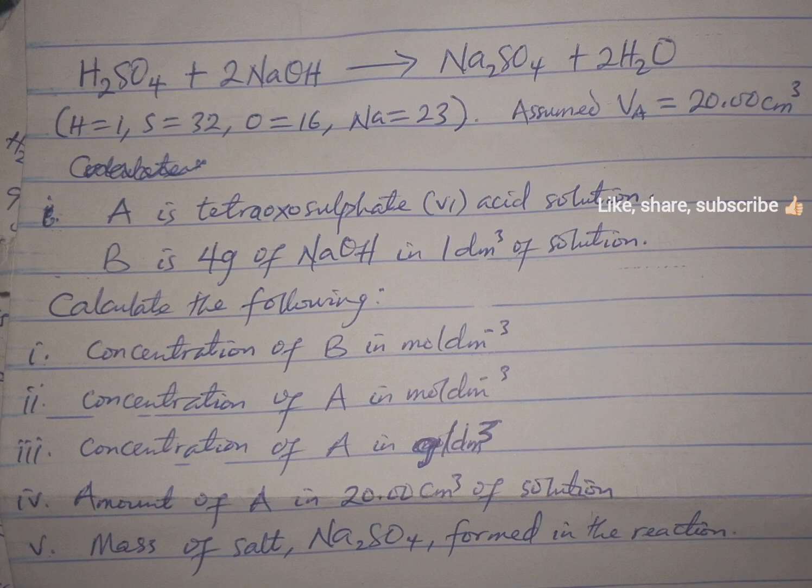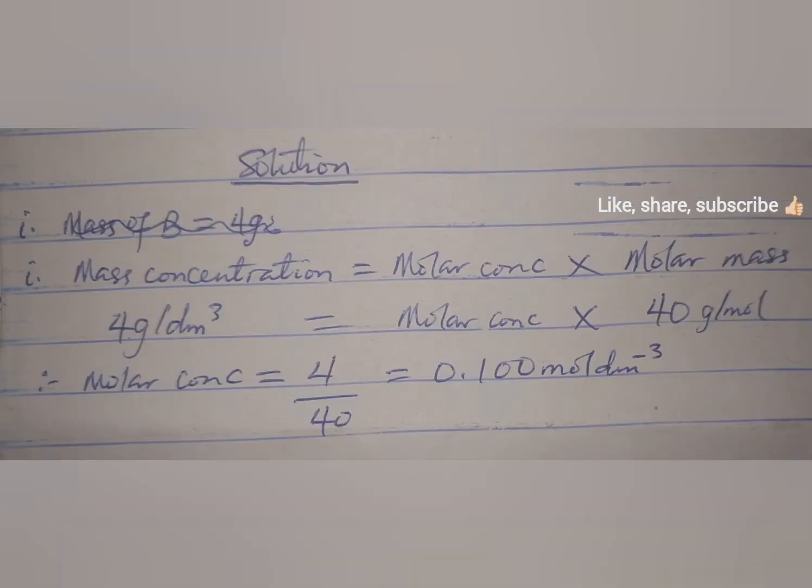All right. Now the first question asked us to calculate the concentration of B in gram per dm cube, in mole per dm cube, which means they are asking for the molar concentration of B. So what you do is to use this formula: mass concentration is equal to molar concentration times molar mass. Because if you look at the question again, you have been given the mass concentration, okay? And molar mass of sodium hydroxide is 40 grams per mole.